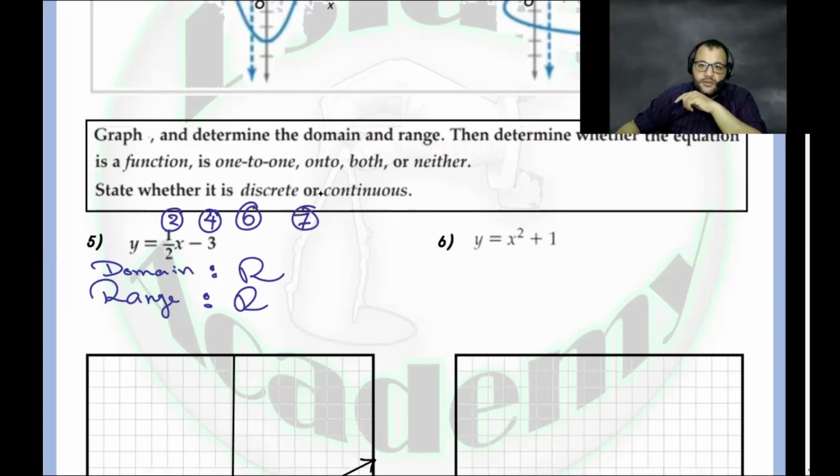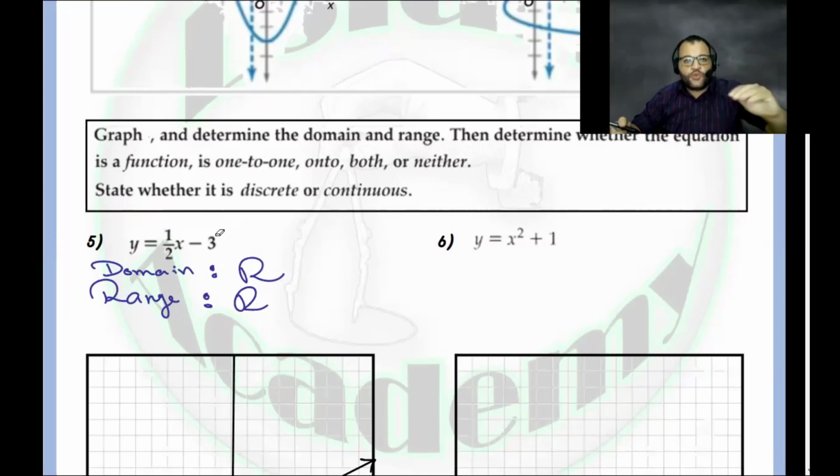You understand it? Yes, sir. By changing the value of x, you will find a different answer. That is the meaning of 1-to-1. If you find any repeated answer, it means it's not 1-to-1. Leave onto now. Now I'm discussing whether this is 1-to-1 or not 1-to-1.